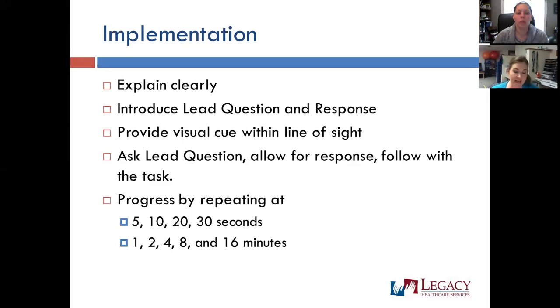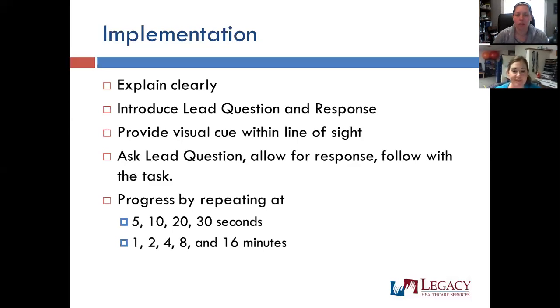Okay. So it's really all about giving them the opportunity to be successful before moving on to that increased time. Yes. You may take several seconds to get past a 30-second interval. Okay.